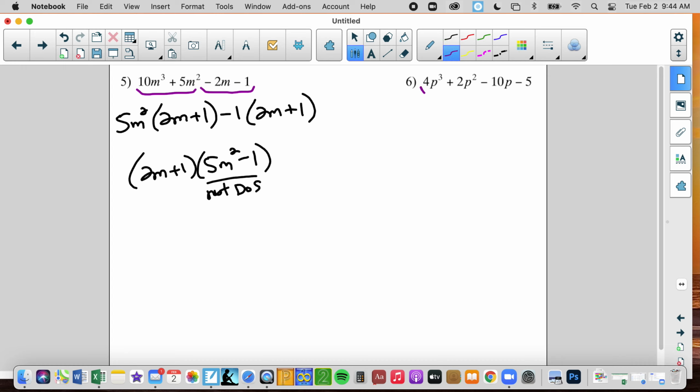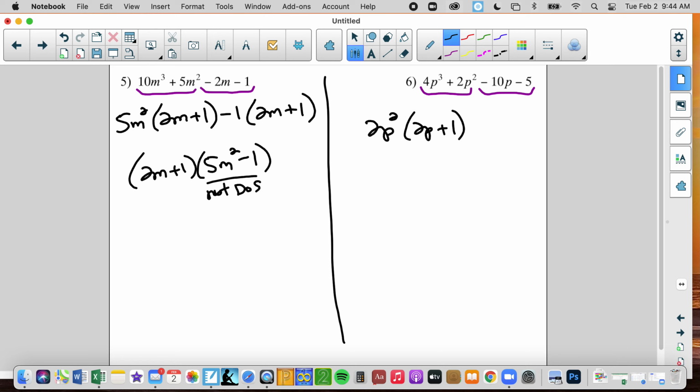Let's look at these two. We're going to factor out a 2p squared. That gives me 2p plus 1. Let's factor out a negative 5. We get 2p plus 1. So my answer is 2p plus 1, 2p squared minus 5. Also not the difference of squares. So that would be my final answer.